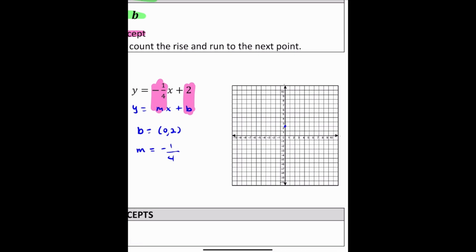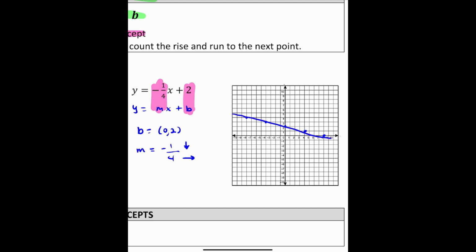Notice that this point is touching the y-axis. And then looking at my slope here, we have negative 1 over 4. That's a fraction. That's great. So I need to go down 1, right 4. I'm going to go down 1, right 4, down 1, right 4, and then go back to the y-intercept and do the opposite. So I'm going to go up 1, left 4, up 1, left 4, up 1, left 4.